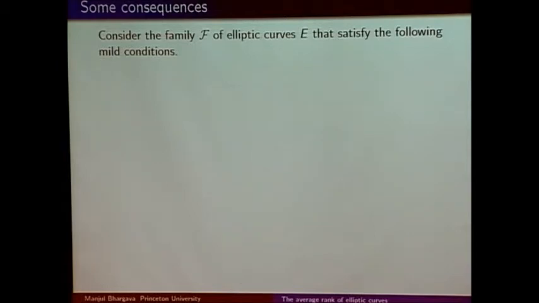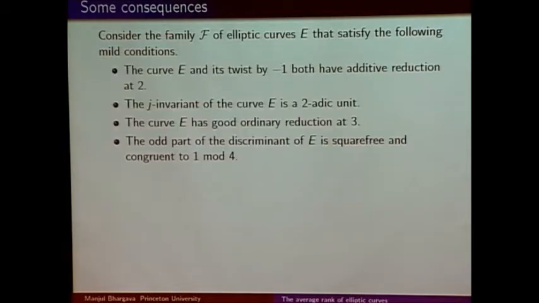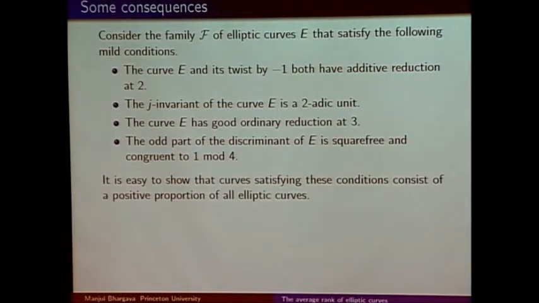So consider the following family of elliptic curves that are defined basically by congruence conditions. Okay, so just some congruence conditions define these funny conditions on the elliptic curve. The only point I want to make is that if you impose these conditions on the set of elliptic curves you're considering, it is a positive proportion set of all elliptic curves. Okay. So the conditions are that E and its twist both have additive reduction at 2.